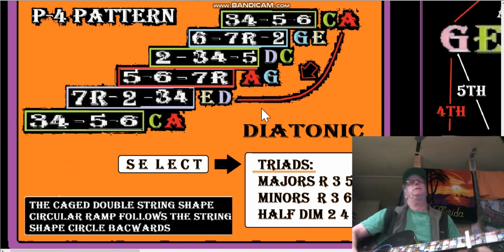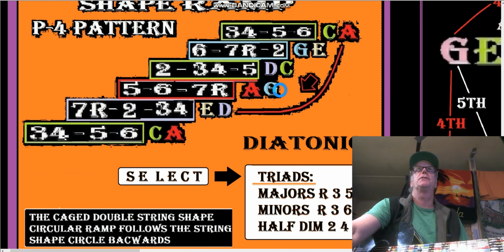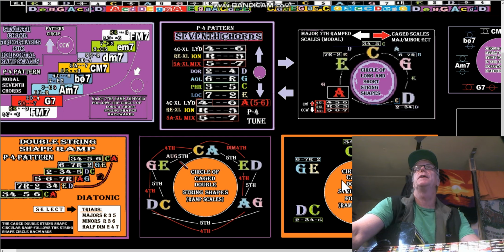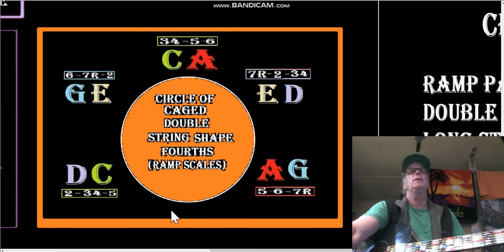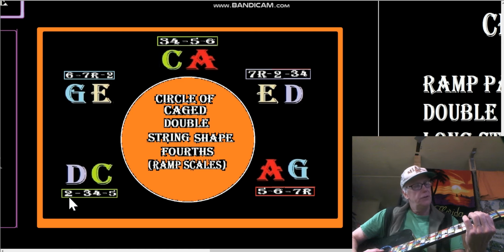I'll play it. Maybe if I take the capo off, we could start a little lower. So again, this is like a circle. Okay, so I have an actual circle for this. Try it here. If you want to start on the D shape down here, I have a D shape down here. 2, 3, 4, 5.